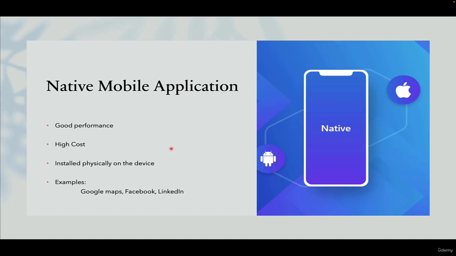So the native mobile applications have some traits. First, they provide good performance because the application is developed especially for this operating system, so the performance of it is extremely good. Of course, if it is developed in a good way. But on the other hand, it has a high cost because we need two separate mobile applications, one for Android and one for iOS. The native mobile application is of course installed physically on the device. You cannot access it from the browser. Let's have some examples. Google Maps, Facebook, and LinkedIn. All of them are native mobile applications. So the version that is tested on Android is different from the one that's tested on iOS.